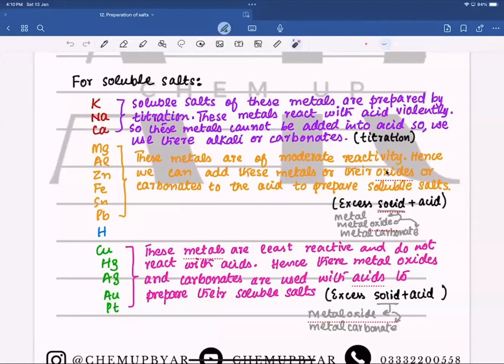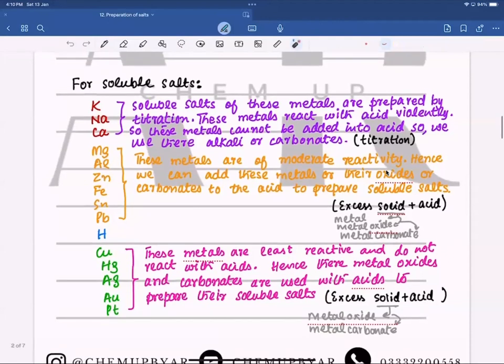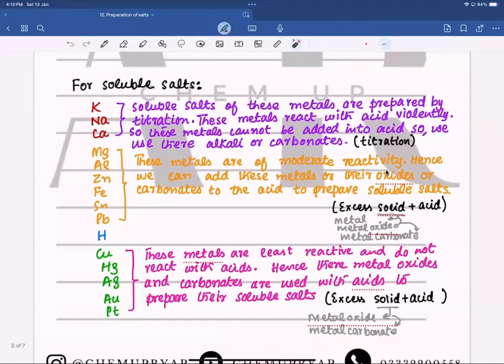Okay, so in the last class, we discussed how we can choose different methods for making the salts of different metals. For example, if we have to prepare a salt of these three metals, as they are most reactive, we cannot add them directly into the water due to their very violent reaction. As a result, we use their alkalis with the acid and do titration over here.